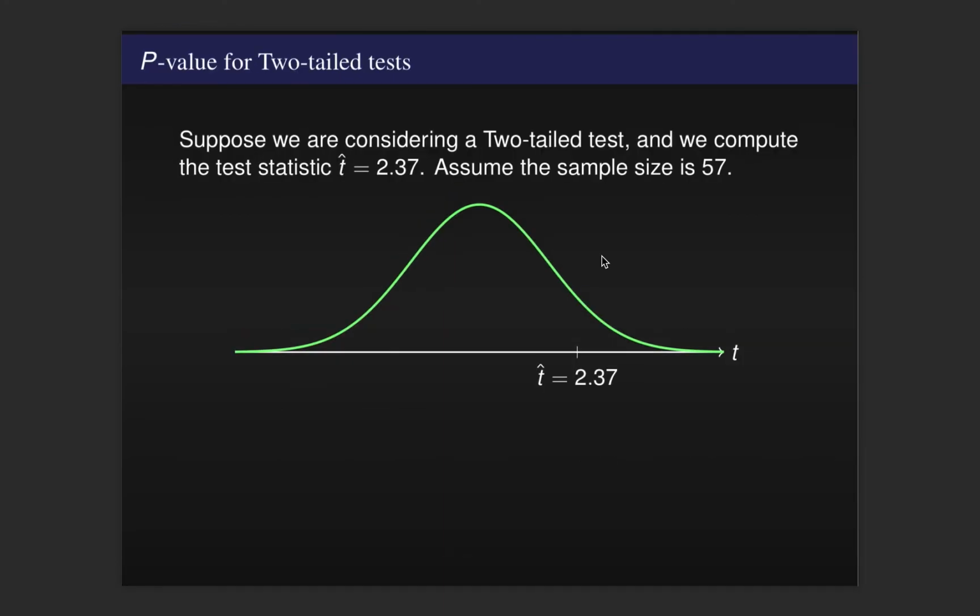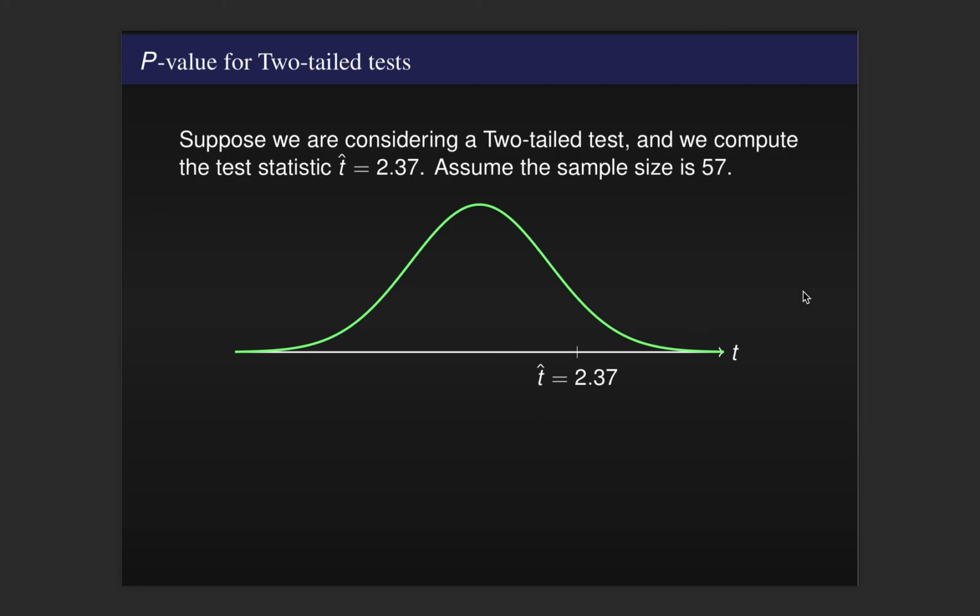The last example I want to consider is a two-tailed test. So we have a two-tailed test. We compute a test statistic of 2.37 and assume that the sample size is 57. Now in this case, pause the video and see if you can remember how to compute the p-value for the two-tailed test.